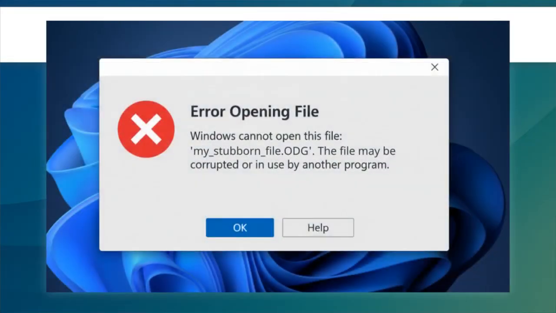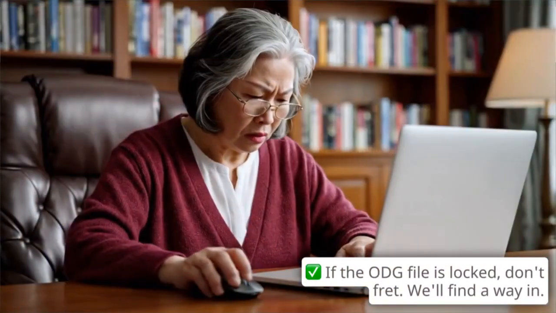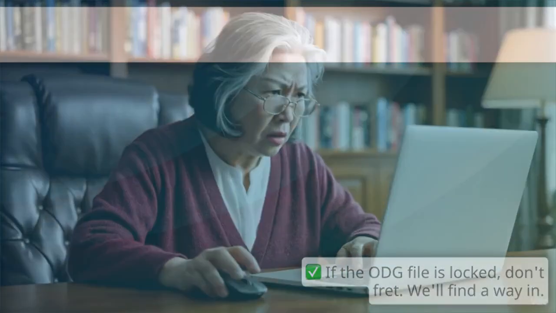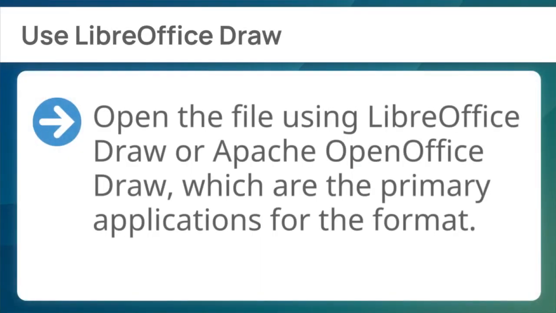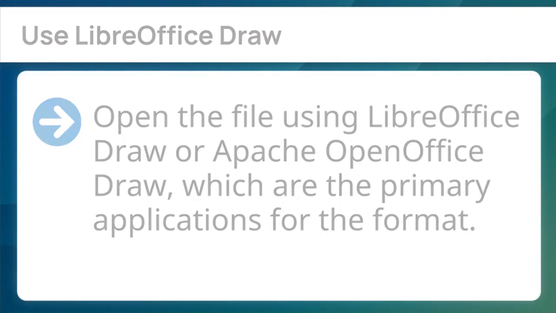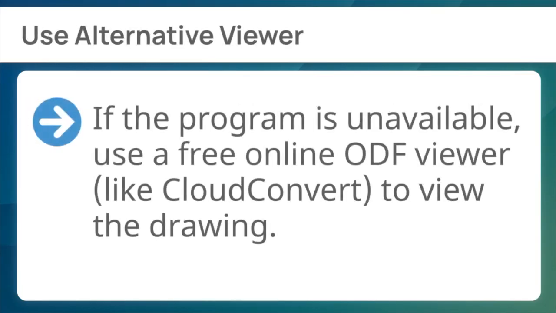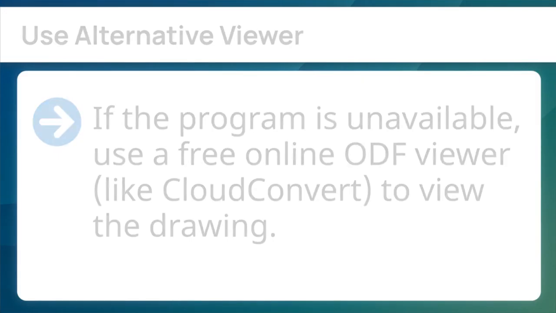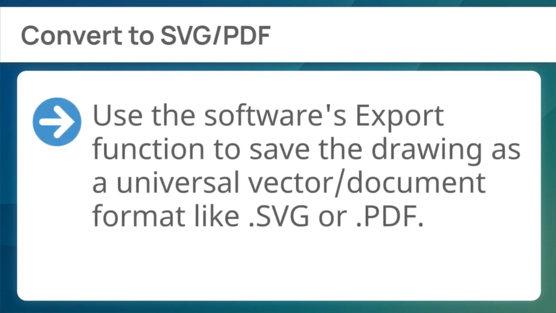Before we implement the universal tool, here are the technical causes that lead to this persistent ODG problem. First, use LibreOffice Draw. Open the file using LibreOffice Draw or Apache OpenOffice Draw, which are the primary applications for the format. Next, use an alternative viewer. If the program is unavailable, use a free online ODF viewer, like Cloud Convert, to view the drawing. Finally, convert to SVG or PDF. Use the software's export function to save the drawing as a universal vector document format like .svg or PDF.